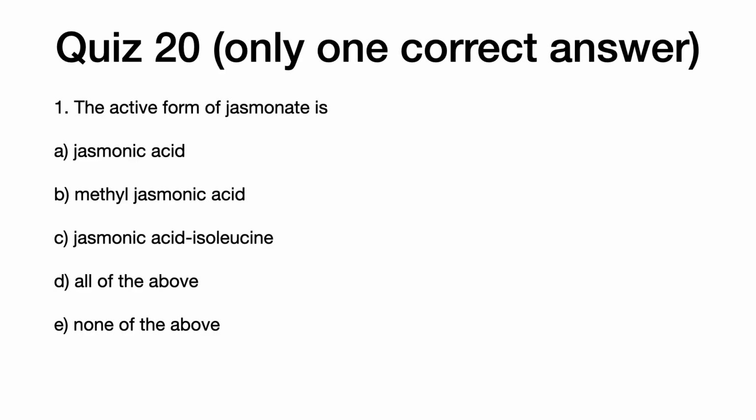1. The active form of jasmonate is A. Jasmonic acid, B. Methyl jasmonic acid, C. Jasmonic acid isoleucine, D. All of the above, E. None of the above.